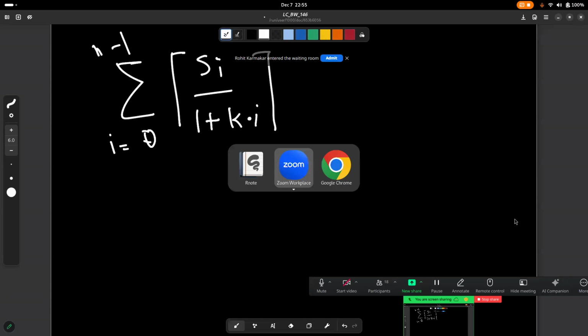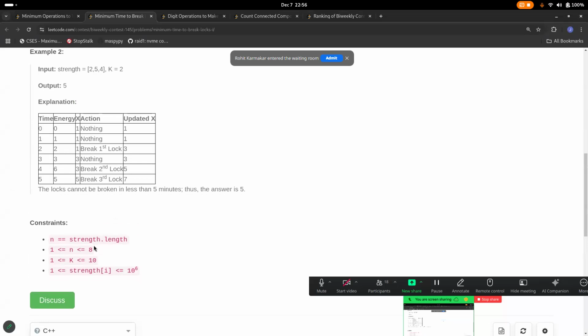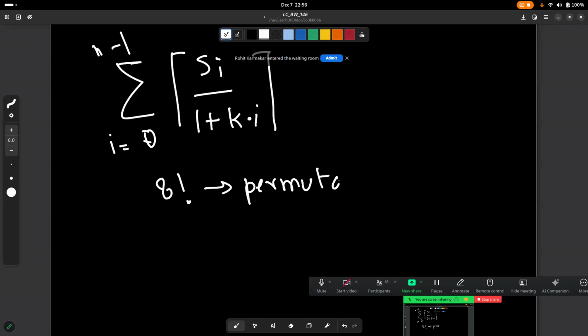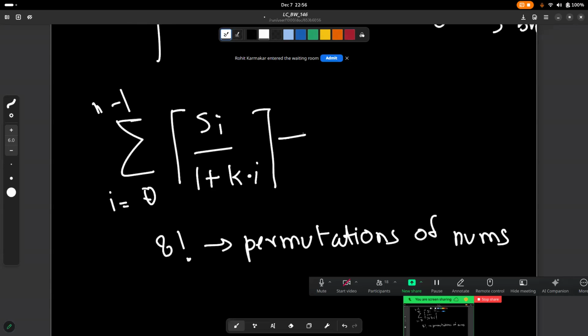Now, one thing that you'd see in the constraints for this problem is that the value of n is at most 8. So what you could do is calculate the answer for all the 8 factorial permutations of your nums array. Right, so this is the answer for a particular order, the minimum time for one permutation.